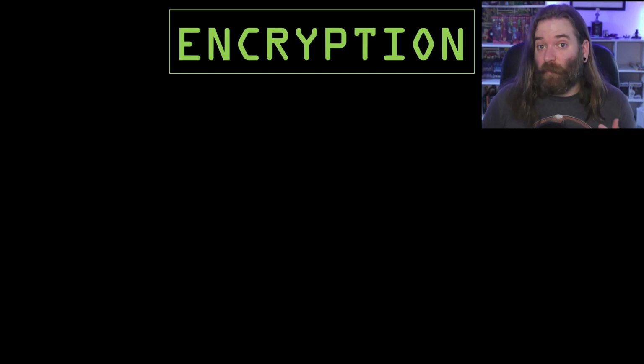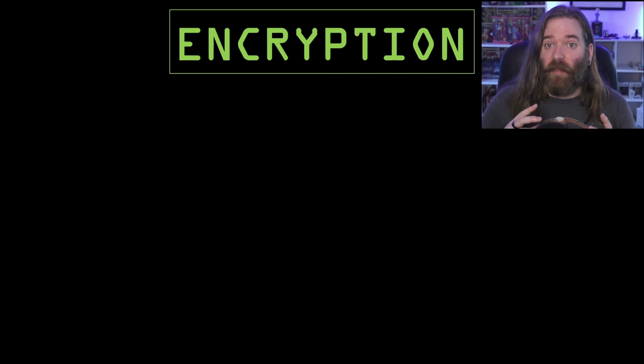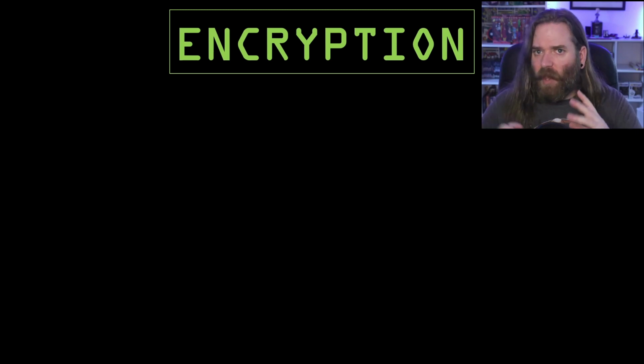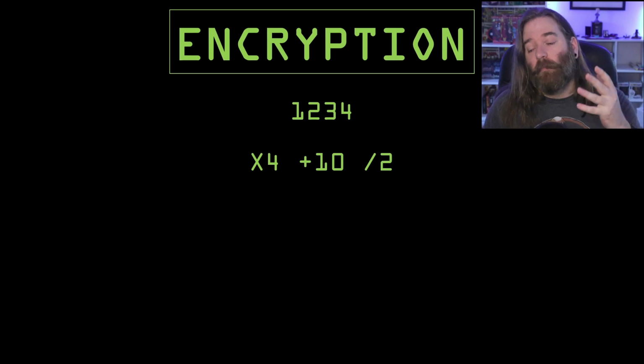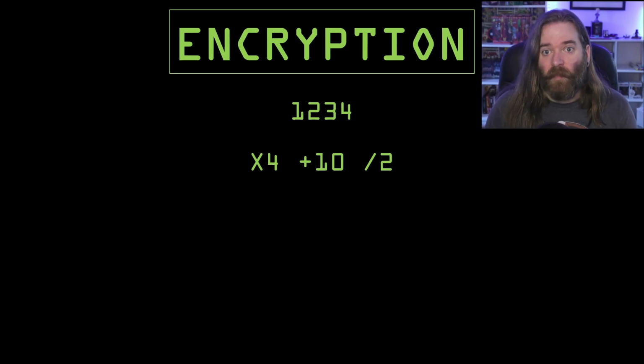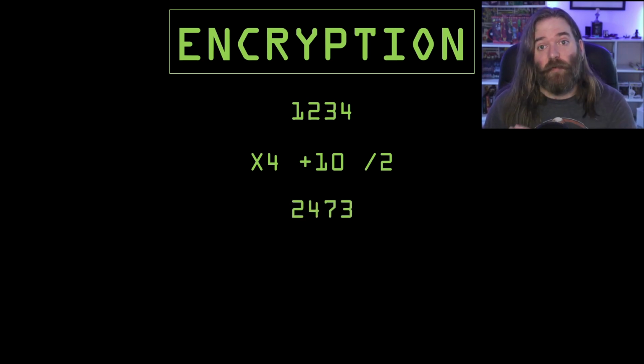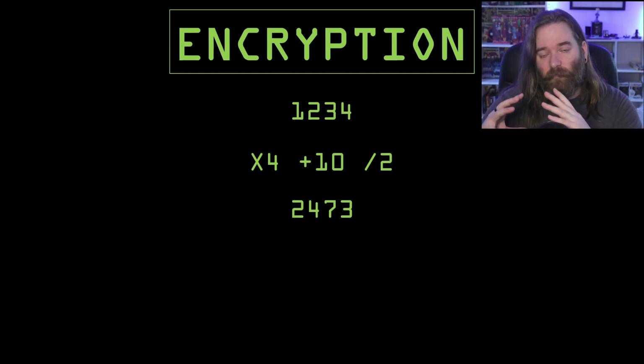Now this is supposed to be secure. The downside being is that if you figure out the algorithm that was used to do the encryption, you can effectively undo it. Let's see that in action. So say, for example, we have this nice little string here, just 1, 2, 3, 4. And the encryption algorithm that we're going to use is times by 4 plus 10 divided by 2. So that would give us an answer of 2473. So that is our encrypted string.